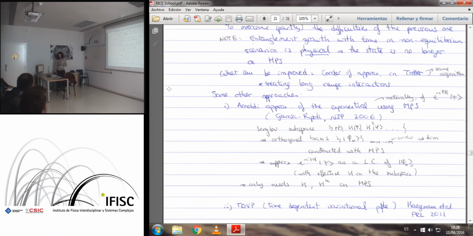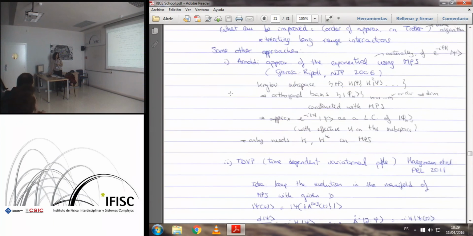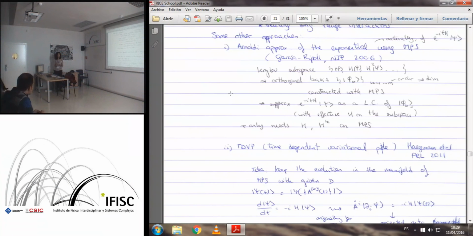And these Arnoldi methods, what they do is to construct a reduced basis, which in this case is made out of MPSs, and compute the Hamiltonian or the function of some matrix in this subspace, and then construct an approximation to the full result. So this can be done all in the context of matrix product states. And then a more recent approach is what is called the time-dependent variational principle, which was proposed by Jutho Haegeman and collaborators in 2011.